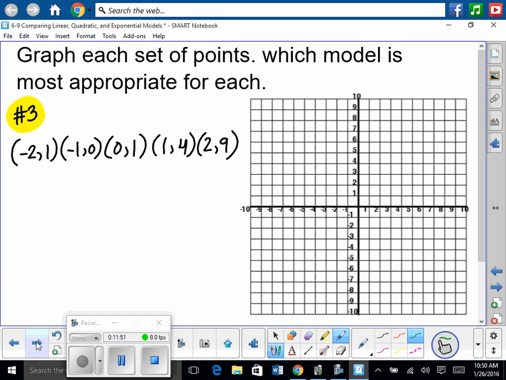Number 3. So we're going to plot the points. So just go ahead and start plotting. -2, 1, but you've got to be able to plot them correctly. Over -1, up 0. Over 0, up 1. Over 1, up 4. And over 2, up 9. So I have my points. I can go ahead and draw in my graph.